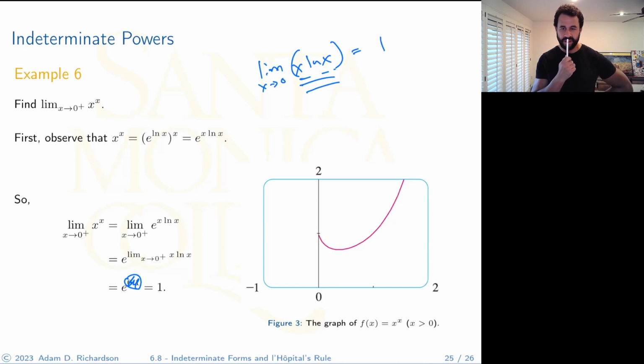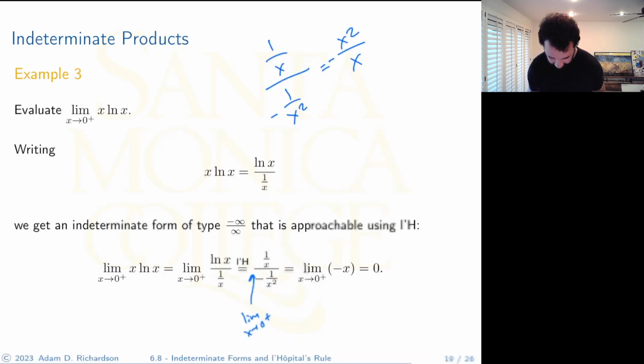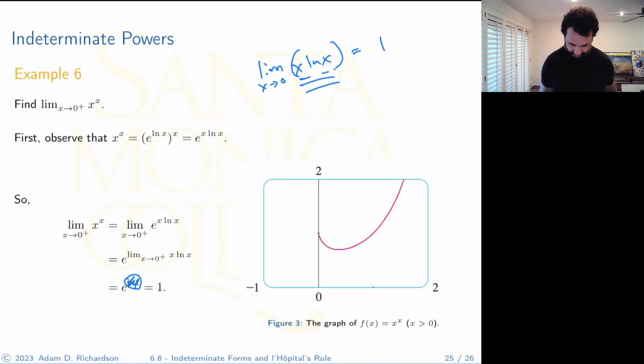Hold on a second. Now I'm skeptical. Wait a minute. Let's go back and look at that. What was that indeterminate product? It was 0. Okay, that's where I'm getting all messed up. We found that it was 0. So the limit as x approaches 0 of x ln of x is 0. So this 1 shouldn't be there. You just get e to the 0, which in this case is going to be 1. E to the 0 is 1.